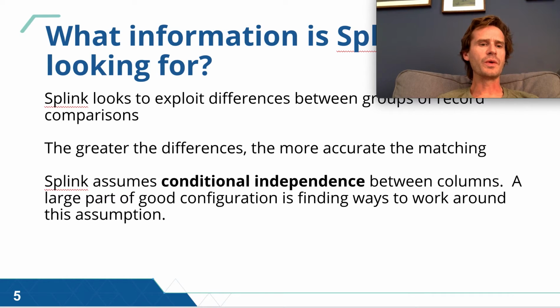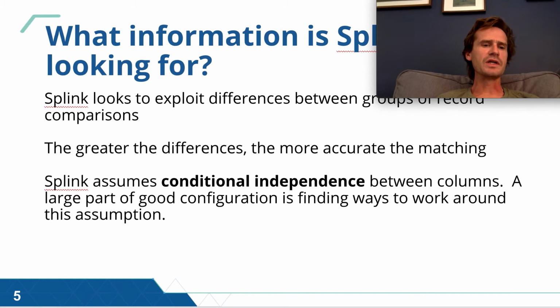A second ingredient that we're going to use to help structure our thoughts is a better understanding of exactly what Splink is trying to learn. In a nutshell, Splink is looking to exploit differences between subsets of record comparisons, and it's looking specifically at differences in the likelihood that members of different groups represent matches. So, for example, it's likely that record comparisons where first name matches are more likely to be matches than record comparisons where the first name does not match. The greater the difference, the more precise the matching will be. So we try to do feature engineering to find clever ways of defining subsets of data that maximize the differences.